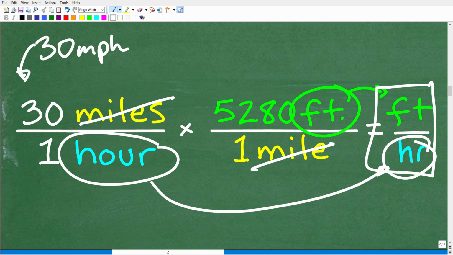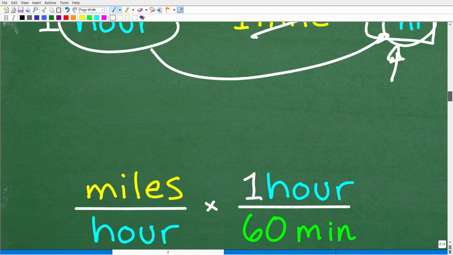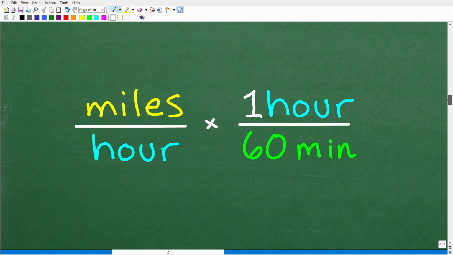So now we're going to have to address our time measurement. I'm not going to do this multiplication yet because we're going to need to multiply by other conversion factors to address the time portion of this problem. But at least this part right here takes care of the conversion from miles to feet. All right, so let's go ahead and start talking about time.